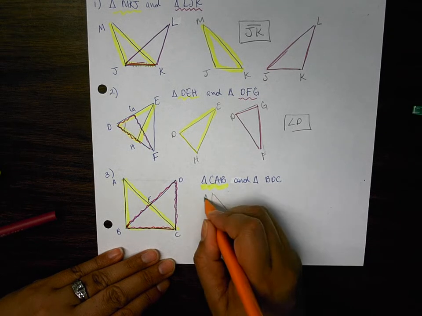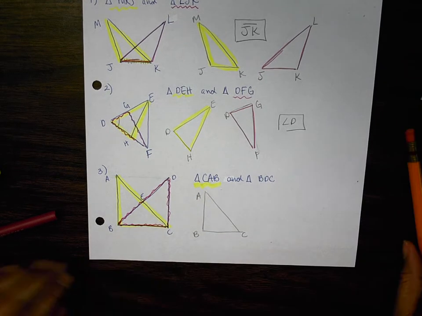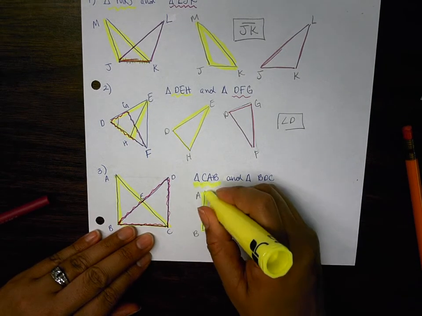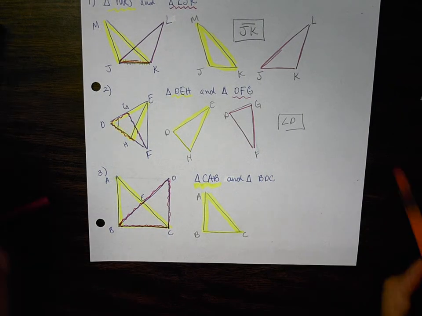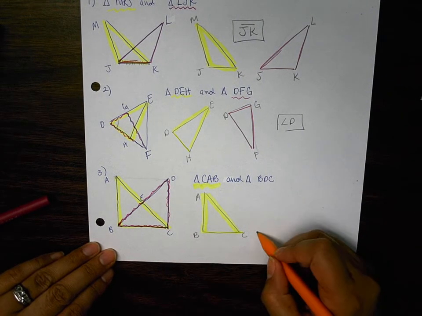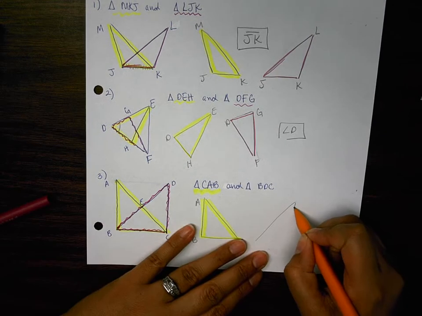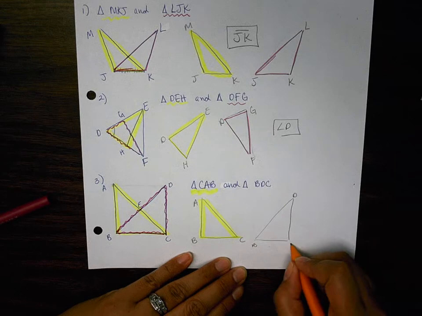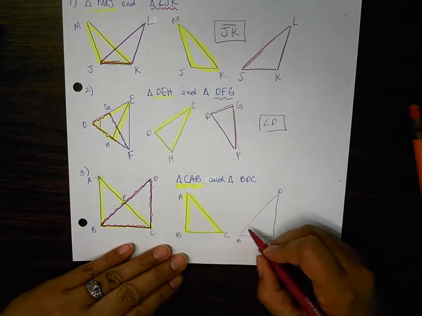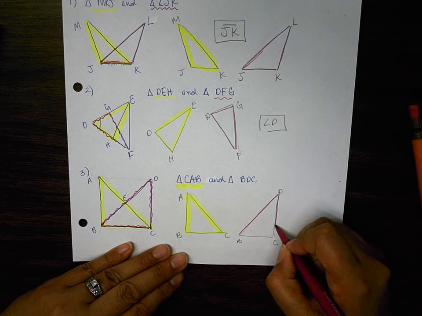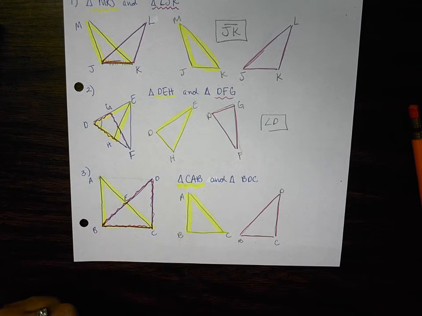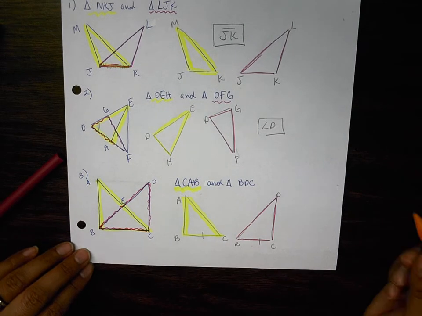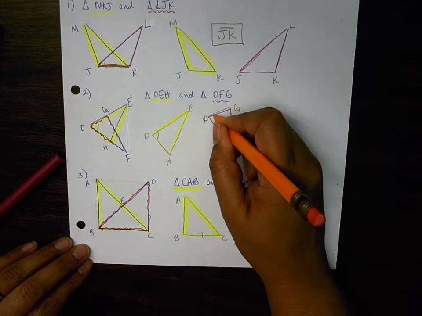CAB, and the other one is BDC. Now, can you guys tell if they overlap on an angle or a side? A side. Which side do they overlap on? BC. Is BC the same for both of them?